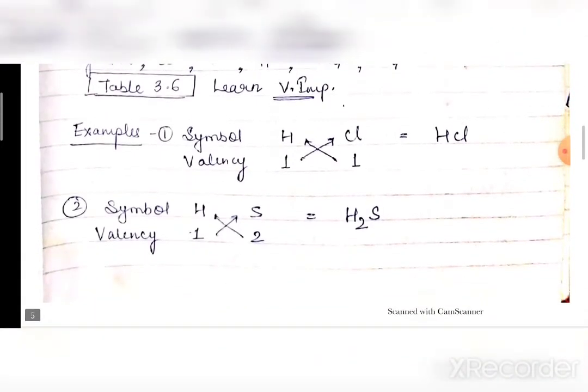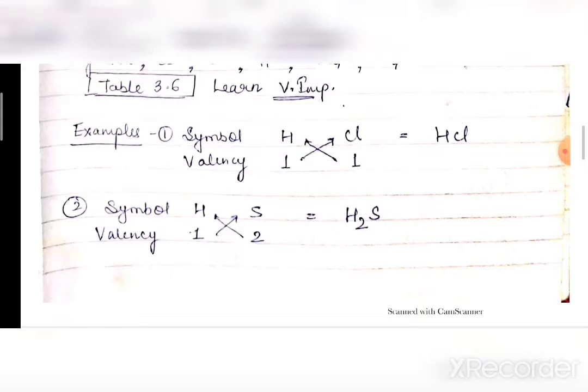You can see the example now. The symbol of HCl: symbol is H and Cl. Valency is 1 and 1. H is having 1, chlorine is having 1. So it is crisscross and then HCl is written.